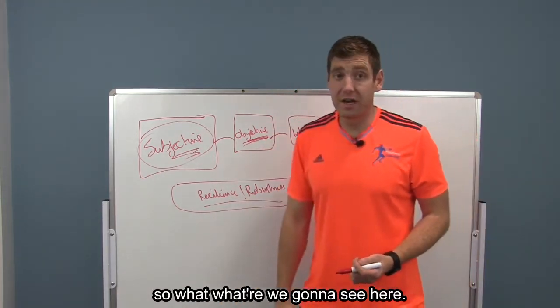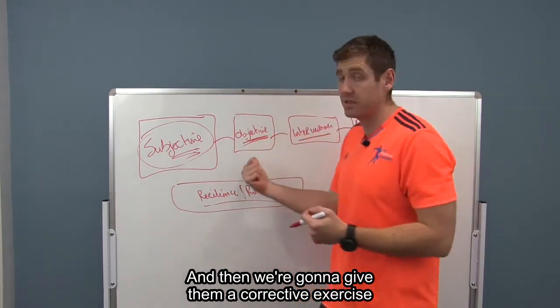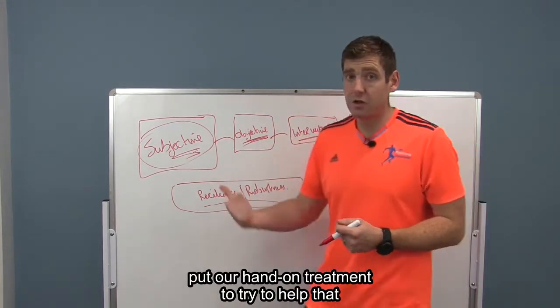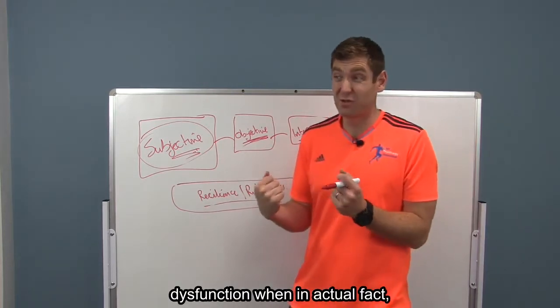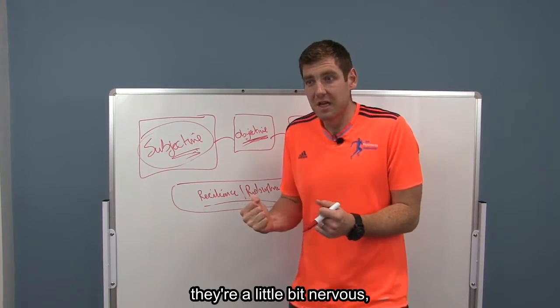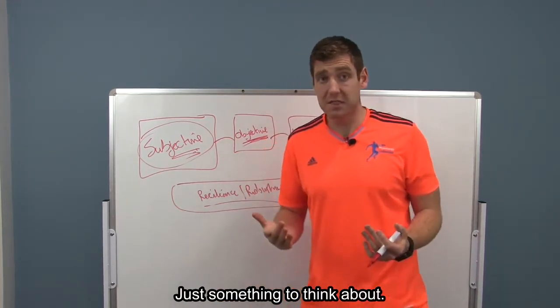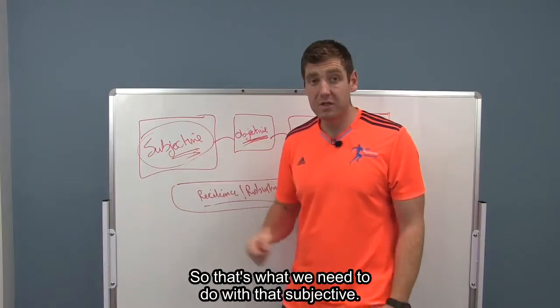So what are we going to see here? And then are we going to label that dysfunctional, okay? And then are we going to give them a corrective exercise to do that? And then are we going to put our hands on treatment to try to help that dysfunction? When in actual fact, they're just a little bit skeptical of us. They're a little bit nervous and they feel a bit awkward, so they're moving differently. Okay, just something to think about. So that's what we need to do with that subjective.